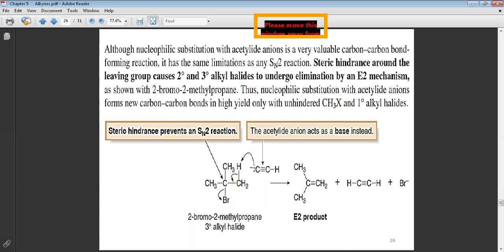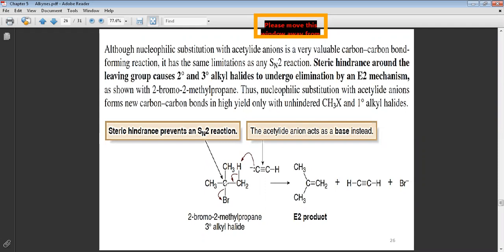Why? It depends on your alkyl halide. That means not all alkyl halides are primary or secondary. There is tertiary alkyl halide. Okay, look, this tertiary alkyl halide. We know the tertiary alkyl halide, and sometimes the secondary alkyl halide also, cannot enter the SN2 reaction, because of the steric effect around this carbon.